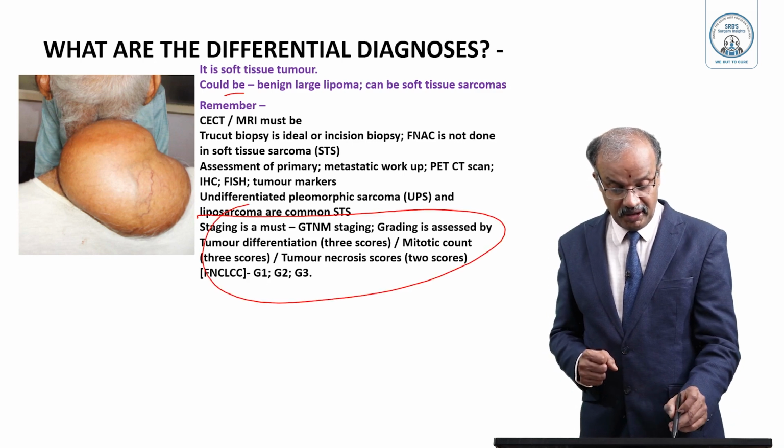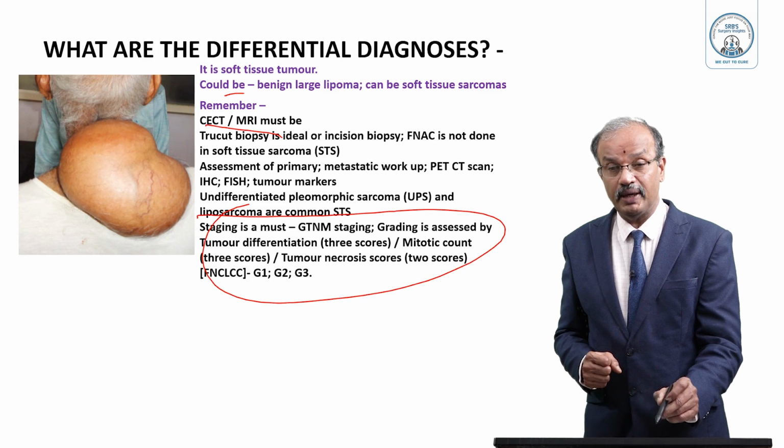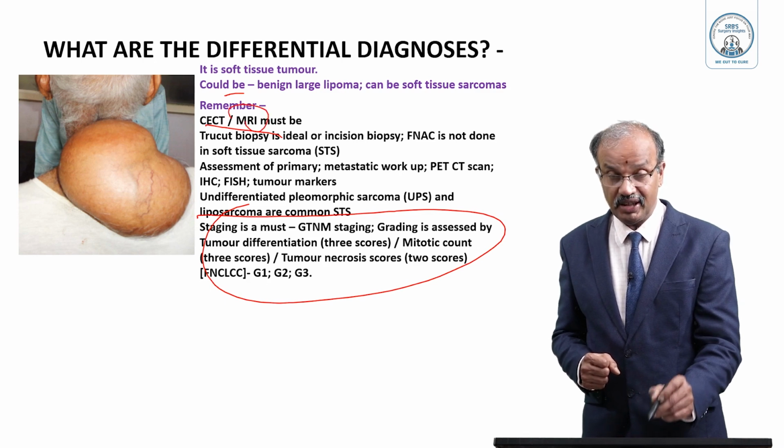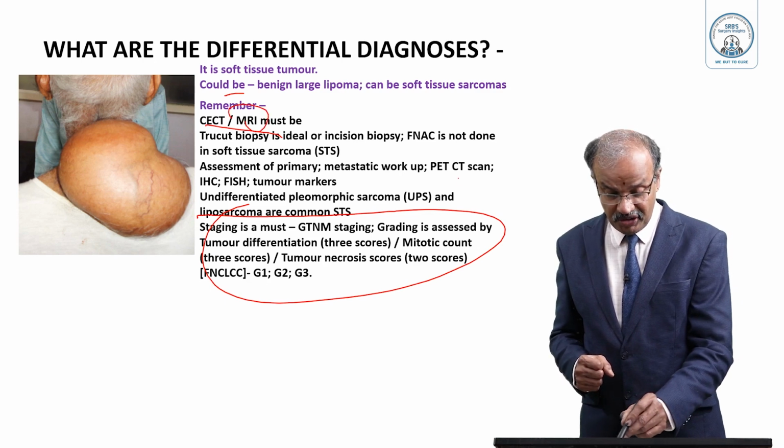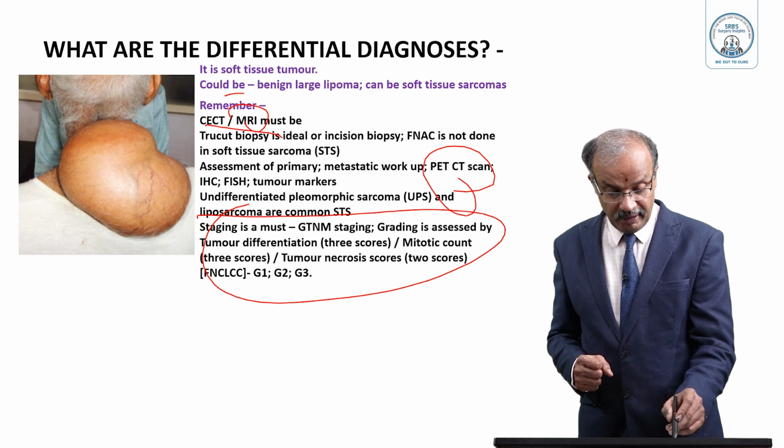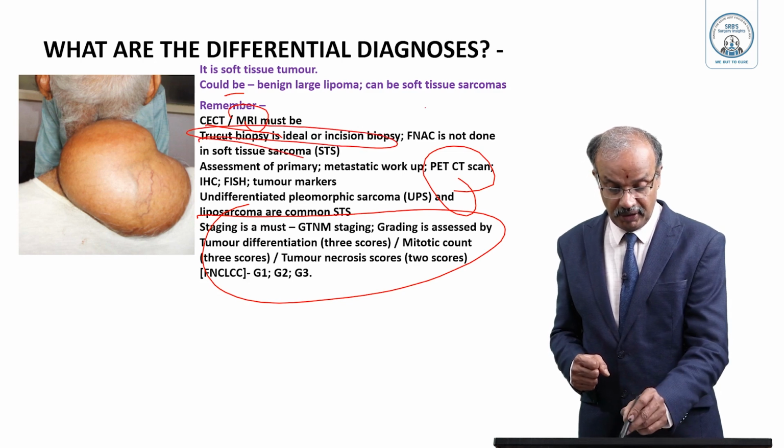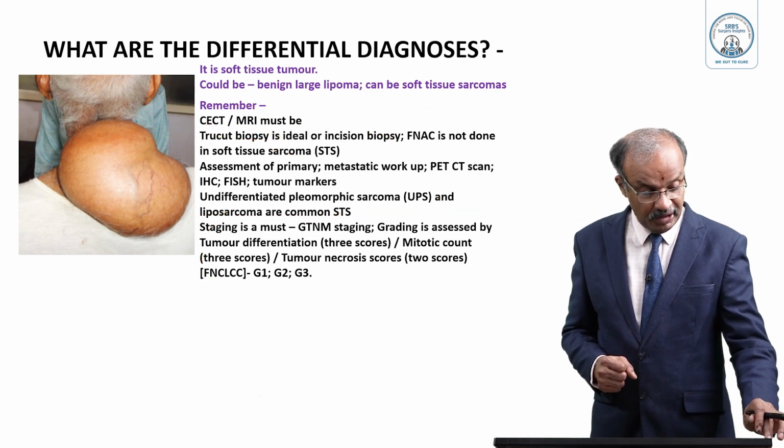That point is also important. Remember, CT and MRI. MRI is very important. CT for the systemic evaluation, and PET CT is also very useful. And true cut biopsy or incision biopsy, no FNAC. That point has to be remembered.